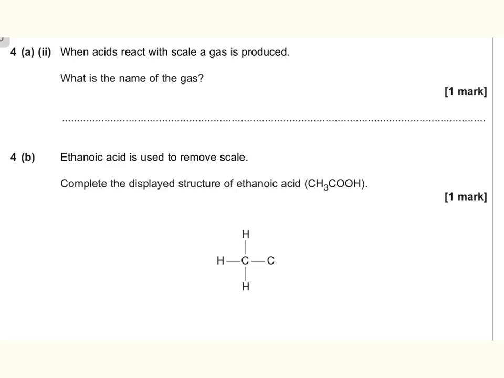So when an acid reacts with scale, a gas is produced. Now, this question was actually within another question about water, but because scale has a carbonate in it, we can answer this question using our organic chemistry knowledge. Because it's a carbonate and it's added to acid, we release CO2. But be careful, it said what is the name of the gas? So this gas is carbon dioxide.